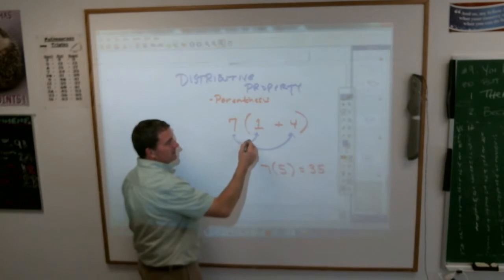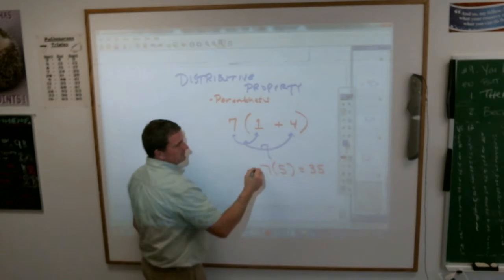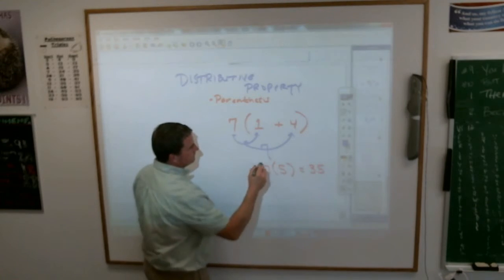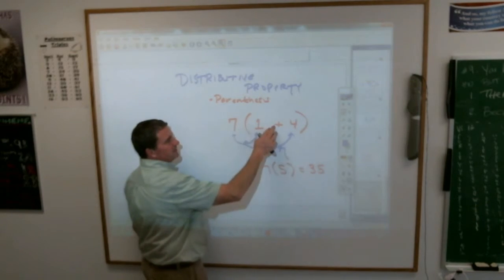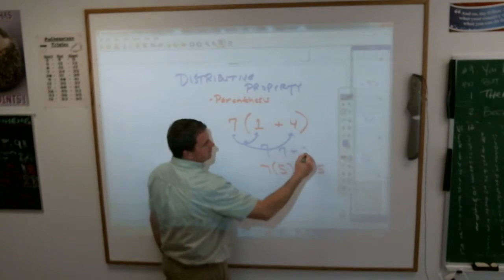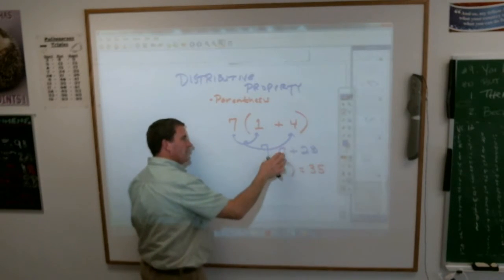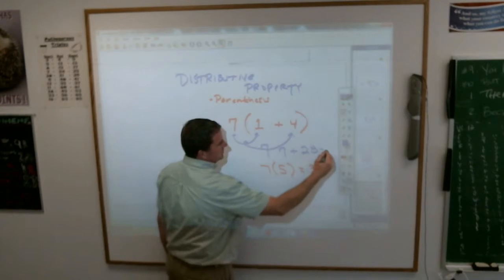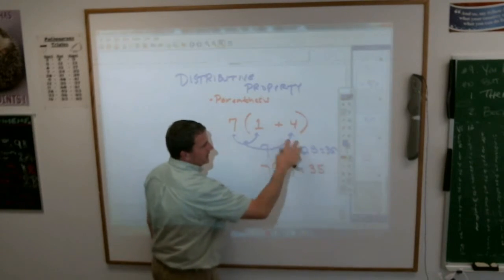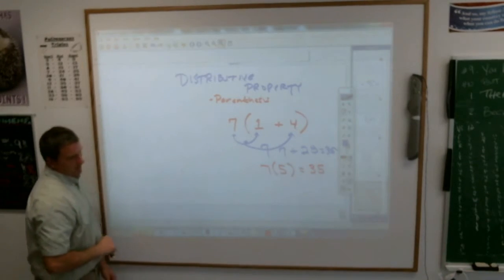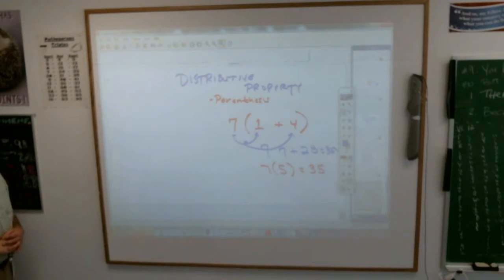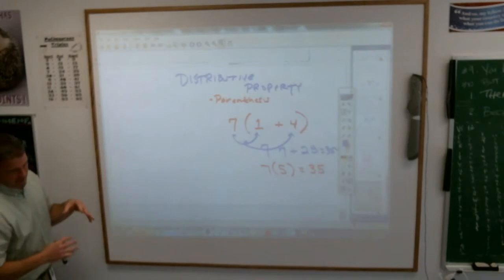What is 7 times 1? 7. Thank you. What is 7 times 4? 28. And look, if you add 7 plus 28, you're still going to get the 35 that we got when we put them together in the parentheses. Okay? That's the whole basic principle of it.